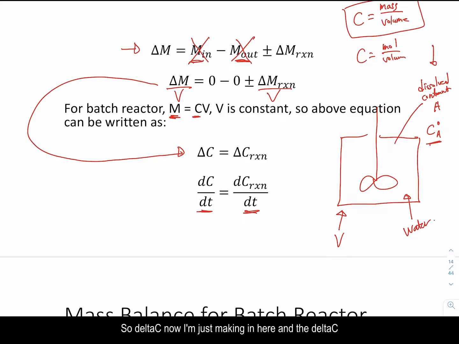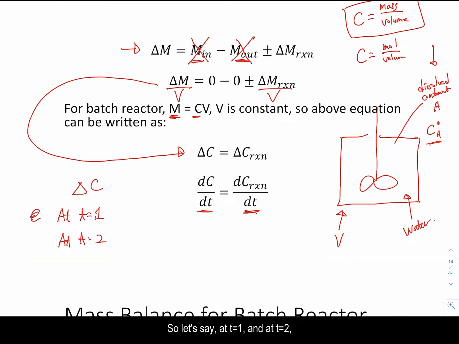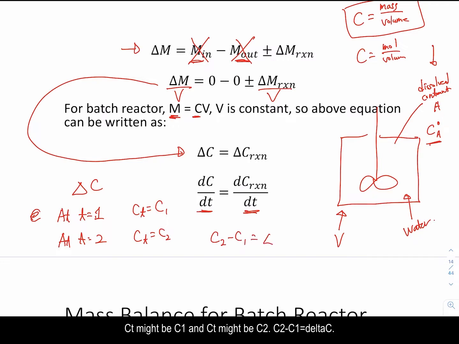So delta C, now I'm just making it in here, and the delta C, I think conceptually you guys know this difference, but I want to just make sure. Delta C is whatever the change that you have, right? So let's say at T1 and at T2, C1 might be something, CT might be C1 and CT might be C2. Okay, and this C2 minus C1 is delta C, right?